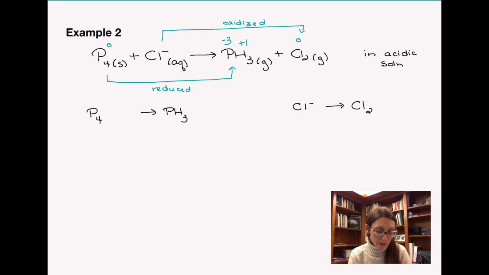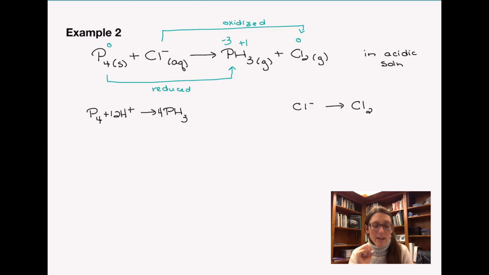I'll start with the reduction on the right. Phosphorus will need to be balanced, so I need to put a coefficient of 4 in front of the PH3. And that means that my hydrogens are definitely not balanced, so I've got 12 hydrogens on the right, so we'll add 12 H+ to the left. That fixes the hydrogen. There was never an oxygen issue, so now we need to address charge.